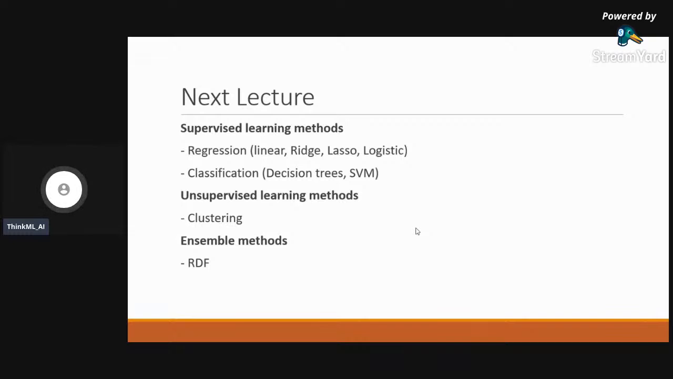Okay, and then we will also be using an unsupervised learning method. Basically, I will be talking about k-means clustering. Okay, and then one of the most important things in machine learning is ensemble based methods, where I will be talking about RDF, random decision forest.